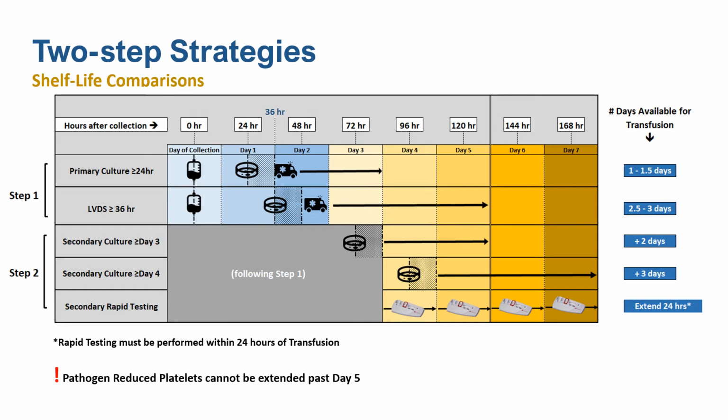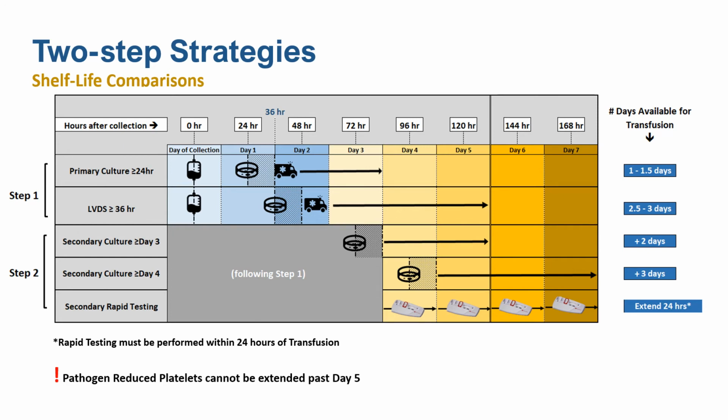But to comply with the bacterial risk control strategies, the blood product will require secondary testing to be transfused after day 3. Use of a second step must be performed to achieve the full 5-day shelf life. The second row, LVDs 36, will expire at the end of day 5 unless secondary strategy is performed.